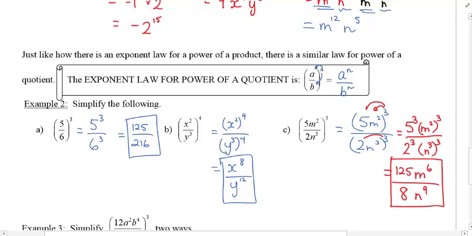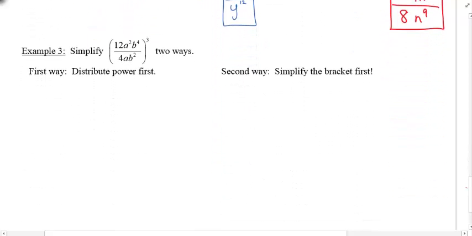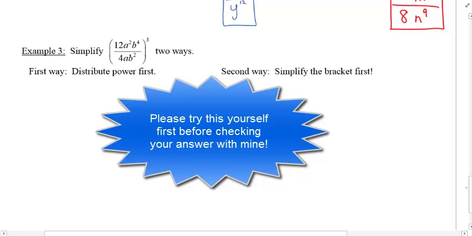Okay, last one. I'd like you to try to simplify this. Notice we got this division, all raised to the power of 3. I'd like you to do this actually 2 ways. And I've actually shown you or told you what the 2 ways are, but I'd like you to see if you can do it yourself. So the first way, distribute the power first, like what we did in example number 2. And the second way, use order of operations and say, let's simplify the brackets first. Let's see if you get the same answer both ways. You try this on your own. Pause the video, try it on your own, come back and take a look if you're right.